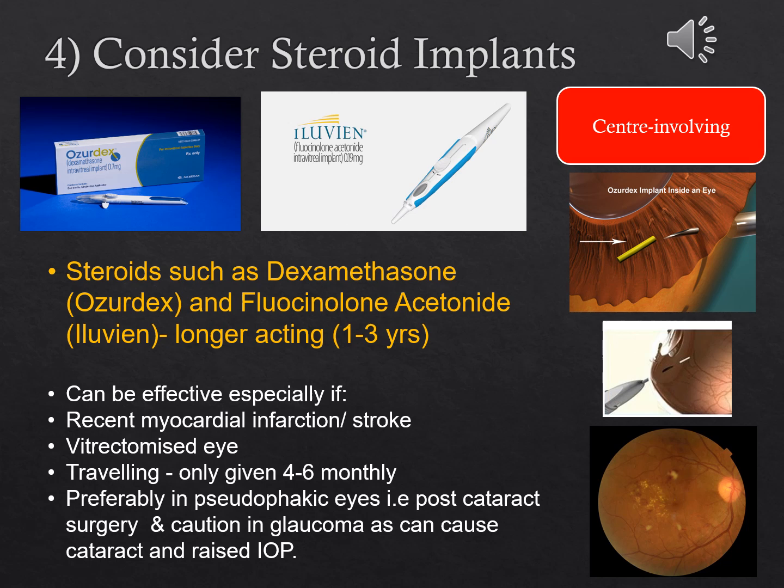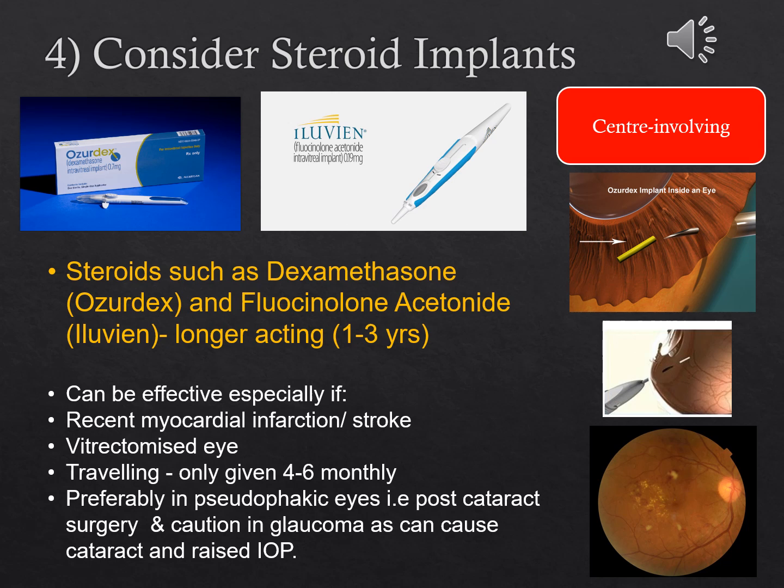In patients with centre-involving macular edema, there is another option. There are some patients you may wish to consider a steroid implant for. These are examples of steroid implants, such as dexamethasone, which is known as Ozurdex, and fluocinolone acetonide, or Iluvien, which has a longer action over the course of 1 to 3 years. The Ozurdex implant tends to last 4 to 6 months.